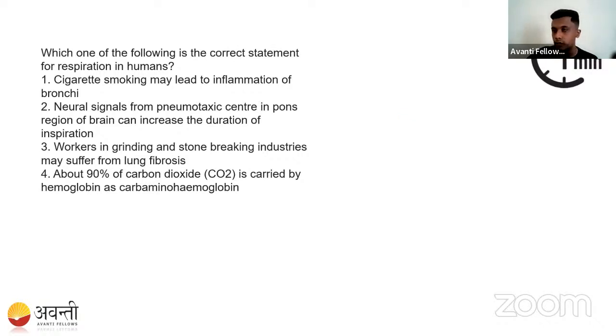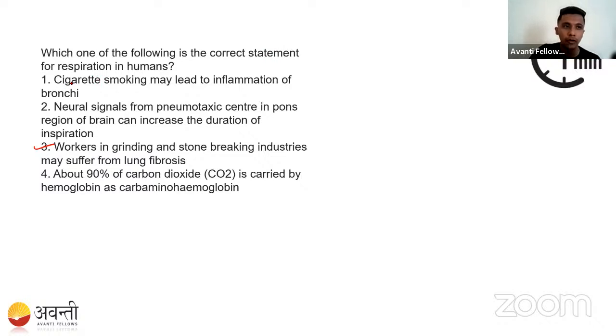Let me not keep a lot of suspense. Prithviraj, you have raised your hand. Just put your concern in the chat box, but your answer is right. You have chosen answer 3, that is, workers in grinding and stone breaking industries may suffer from lung fibrosis. So this is the correct option when it comes to respiratory disorders or respiration in humans.